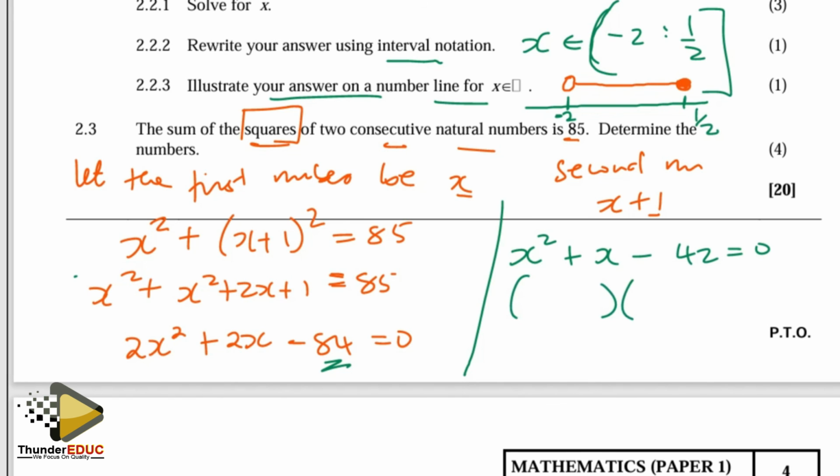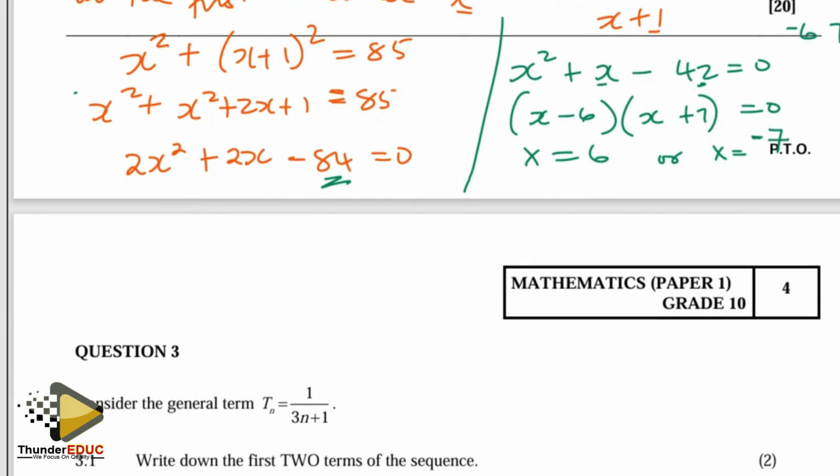So which two numbers do I multiply to give me negative 42? When I add them, I get 1. I know it's going to be 6 and 7. But since my product is a negative, I'll make this a negative. It's going to be x minus 6 or x plus 7 is equal to 0. Solving this, x is going to be 6 or x is going to be negative 7. Remember, x is the first natural number of interest here. Okay? So, we can test it and see.